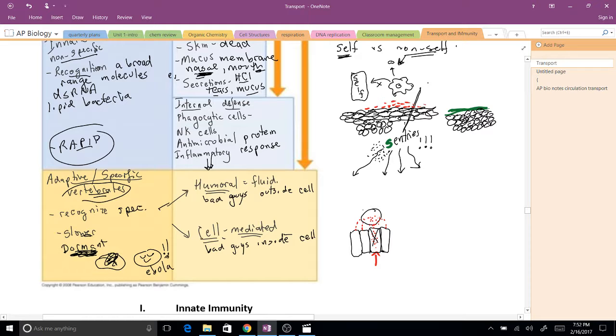So that's what we're going to be looking at. So hopefully that's a nice introduction to the immune system, and then we'll look at each branch separately.